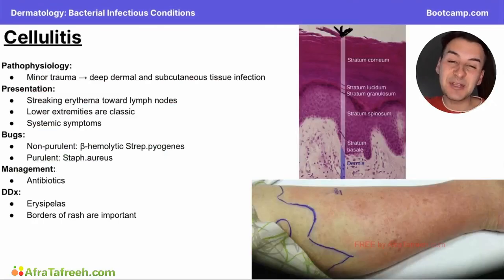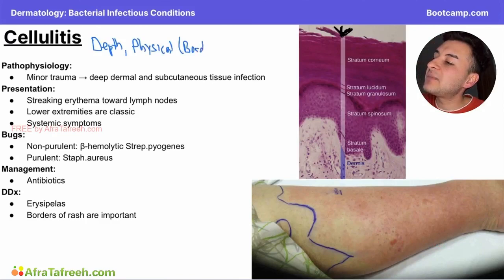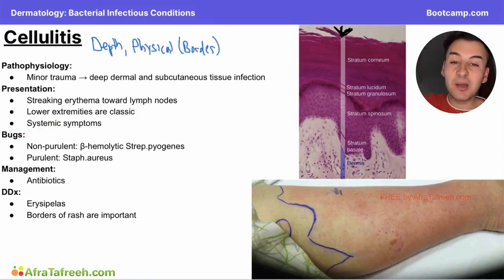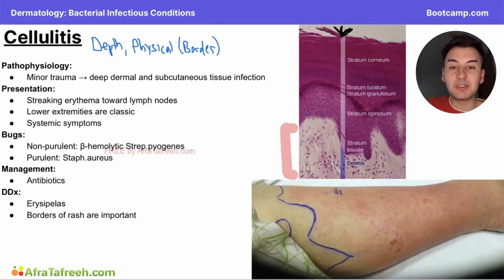Next, let's talk about cellulitis. And when we're talking about cellulitis, I want you guys to focus on two key things. And that's going to be the depth of the infection and also the physical exam findings, specifically the border of the rash. And that is going to be the key differentiating factors here for cellulitis. So let's talk about the depth of the infection. So in cellulitis infections, we are going to be infecting the deep dermis layers.